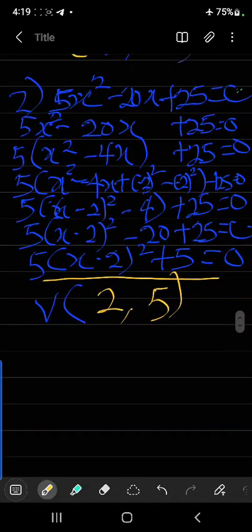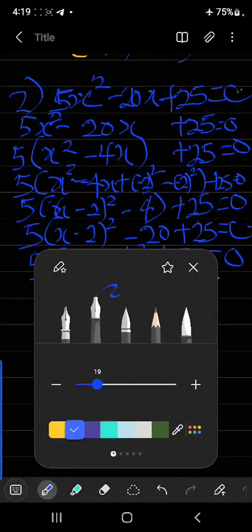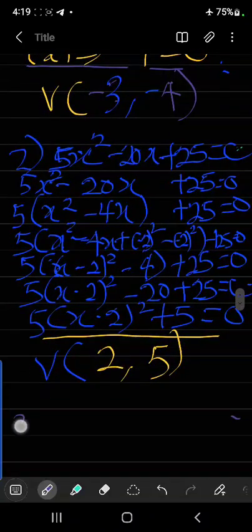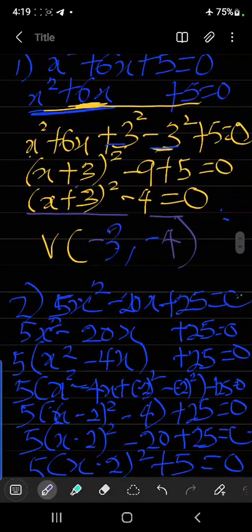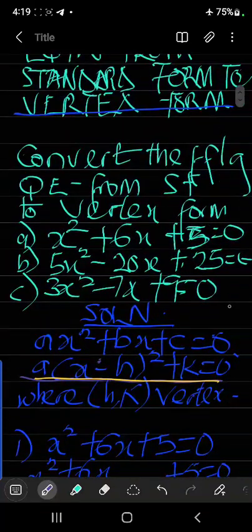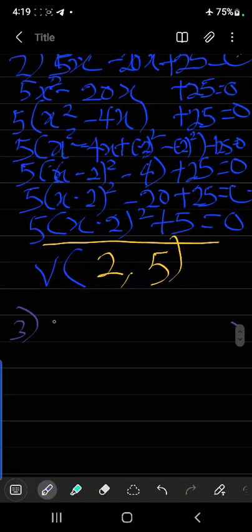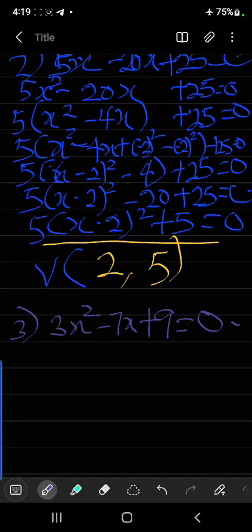Let's quickly solve the last question there. The third question there. Number 3. Now, what do we have? We have 3x squared minus 7x plus 9 equals 0.